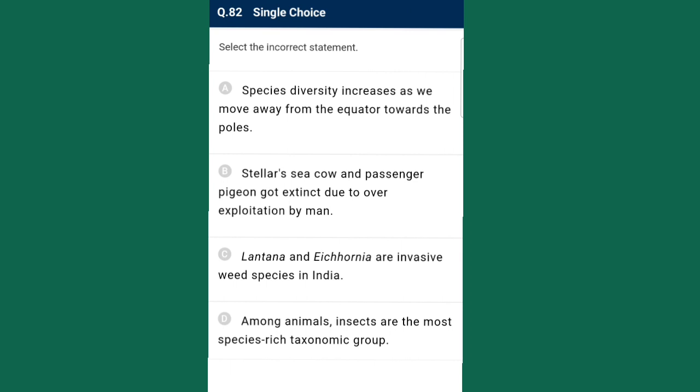In the tropics, the amount of solar energy available is more, which in turn leads to high productivity. In temperate areas, harsh conditions occur only during winters, but at the poles, such conditions prevail throughout the year and few resources support species. So the answer for this question is option A. Species diversity increases as we move away from the equator towards the poles. That is the incorrect statement.